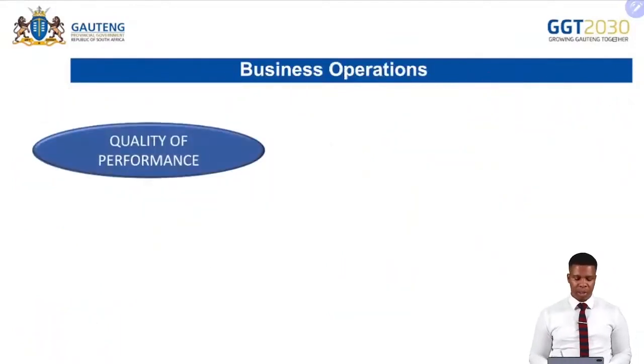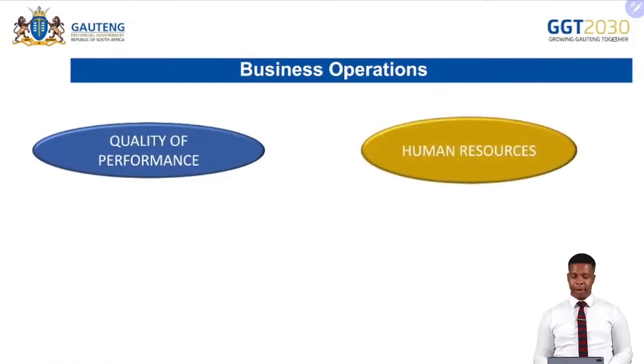Now we look into business operations. Under business operations, we have quality of performance and the human resources. The two are forever assessed. There's no need for one to pick and choose. You should forever be ready for you to pass your paper one.